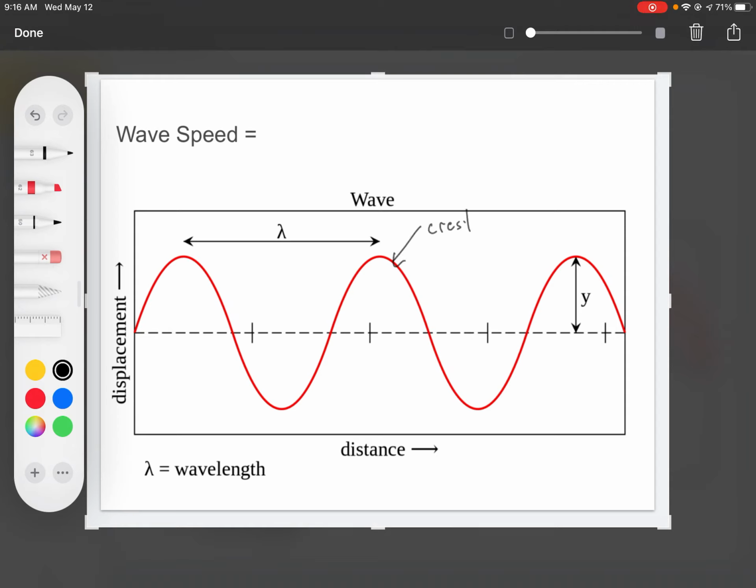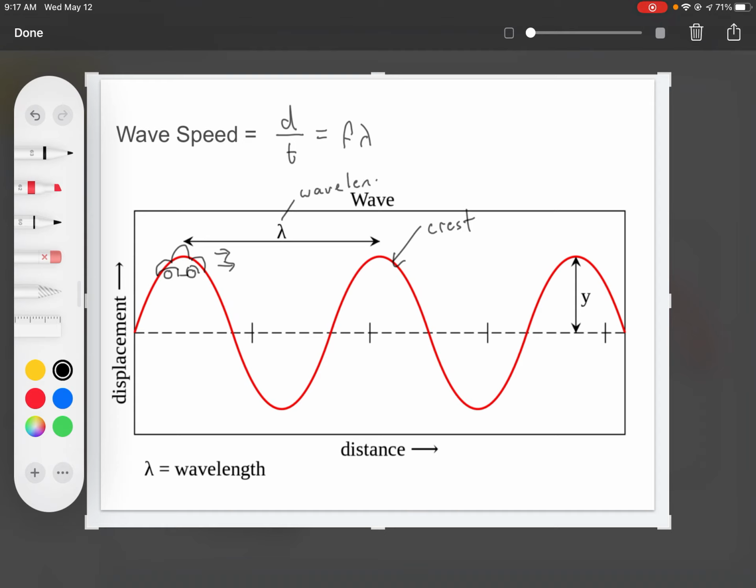So basically, it would just be the same equation that you would have for speed in general. It's distance over time. But we can do some rearrangement of the different variables, and what we end up coming up with is more specific to waves, and that is wave speed equals frequency times lambda. Lambda is also known as wavelength, okay?